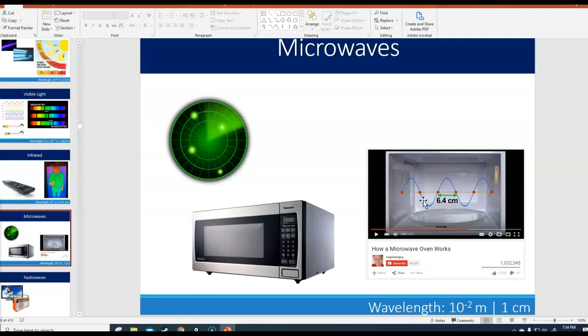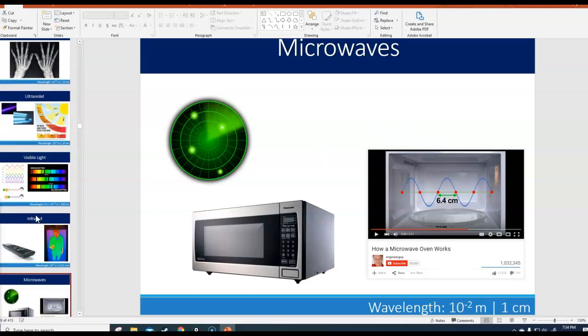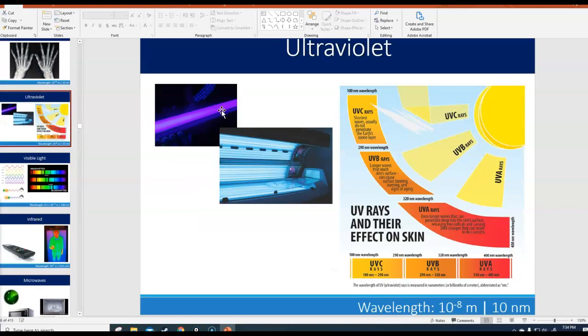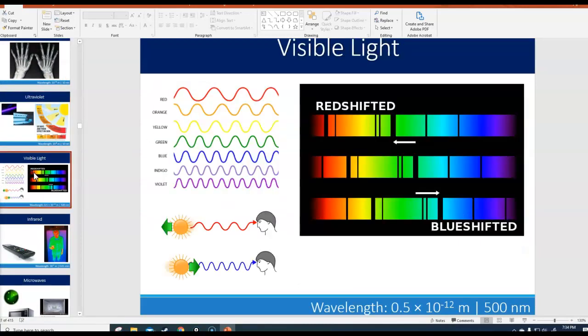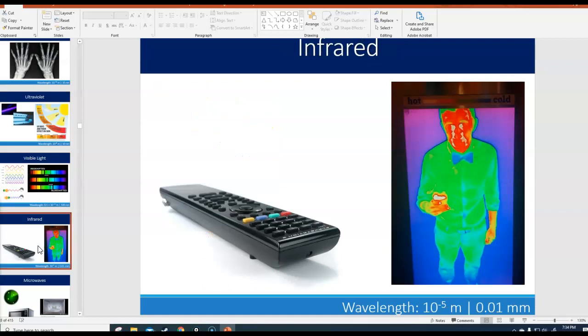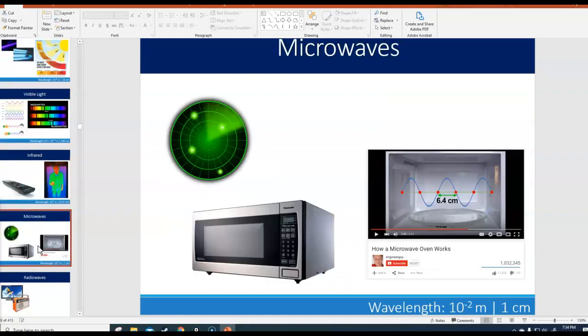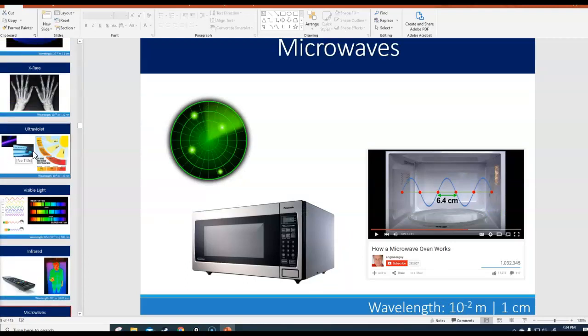Here you can see on this diagram that the wavelength is more like 12 centimeters or 13 centimeters, but that's just rough estimates. Also, I want to point out that, remember, part of ultraviolet is ionizing. Visible light is not at all. Infrared is not at all. Microwaves are not at all either. In fact, they're pretty far away from ionizing.